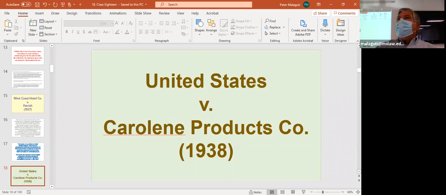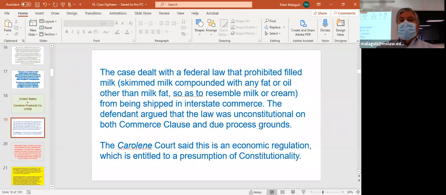Caroline Products comes along, and now we're really getting the standards coming down. In 1938, the Supreme Court is not just saying we're not going to consider the right to contract to be a fundamental right. They're actually, in this case, giving us some standards. This is referred to as the filled milk case.